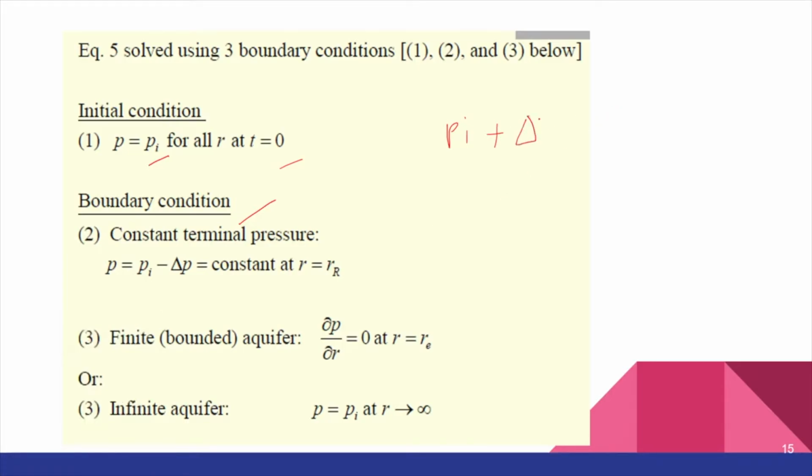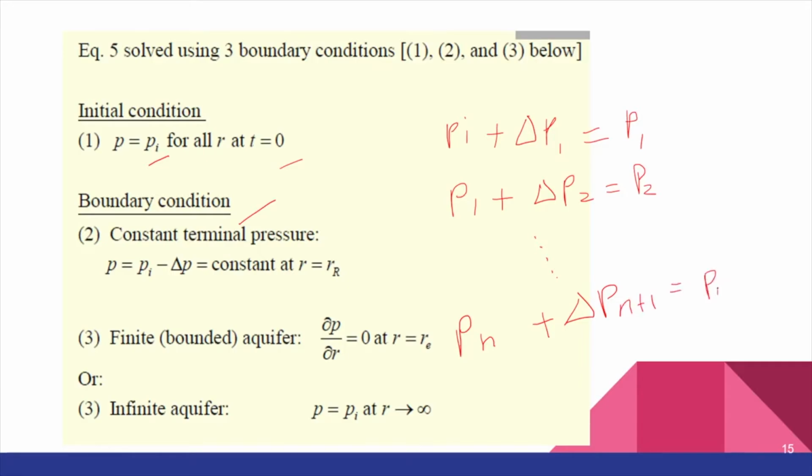So Pi plus the first pressure increase, which is P1. So you have P1, and then P1, and you have your second pressure increase, you'll get P2, and so on until Pn plus 1. So it's like an increment. That's what they call the boundary condition.